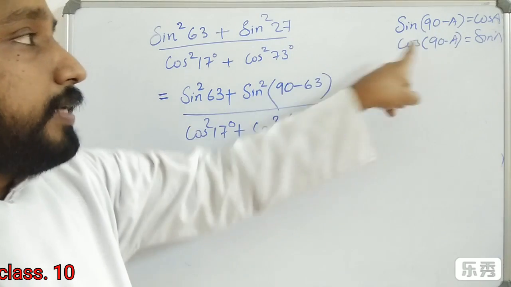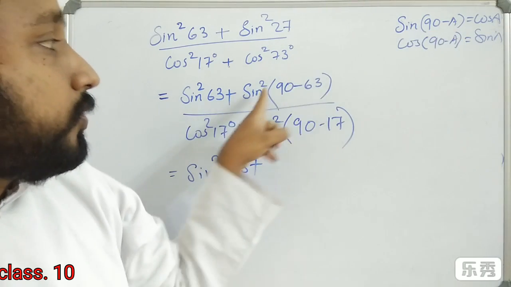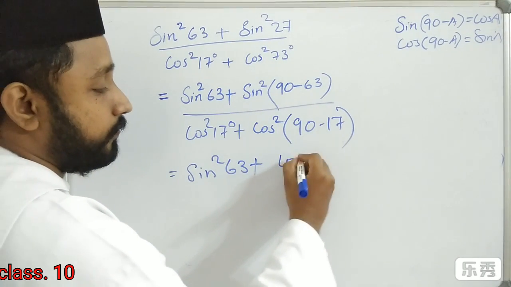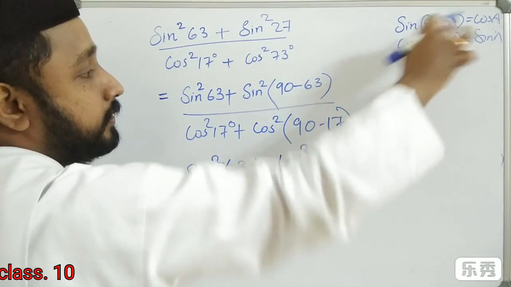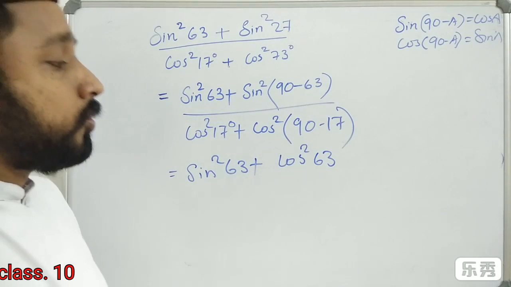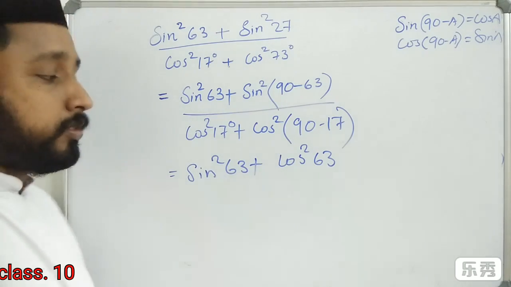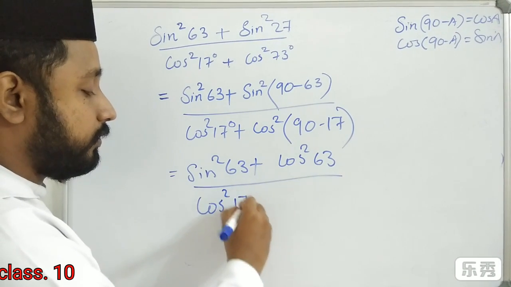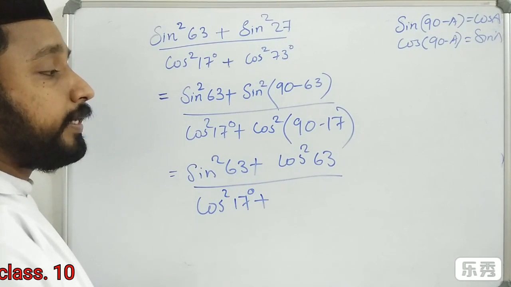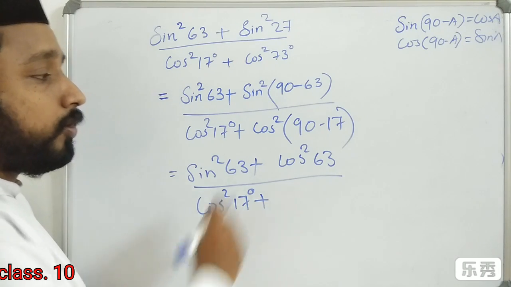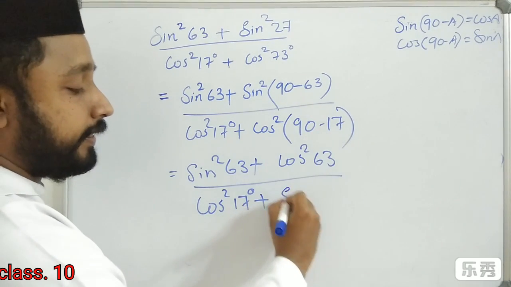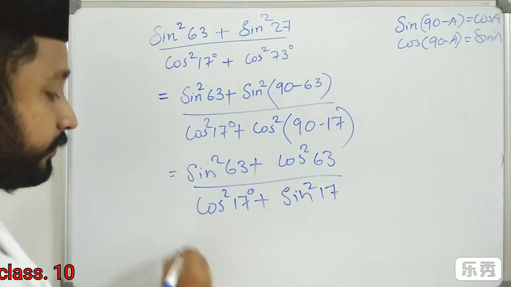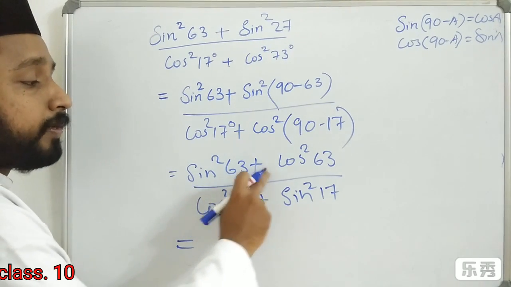Now we apply this formula. Sin 90 minus A is cos A. So sin 90 minus 63 means cos 63. Here sin square, so cos square 63. Divided by cos square 17 plus cos square 90 minus 17. Cos 90 minus A is sin A, so cos 90 minus 17 means sin 17. Here square, so sin square 17.